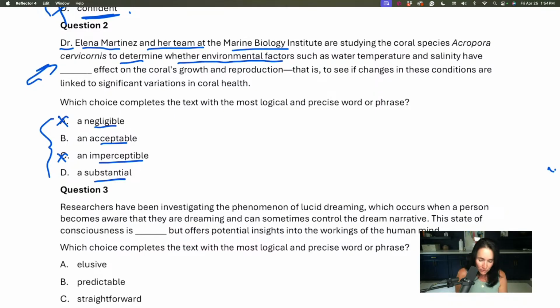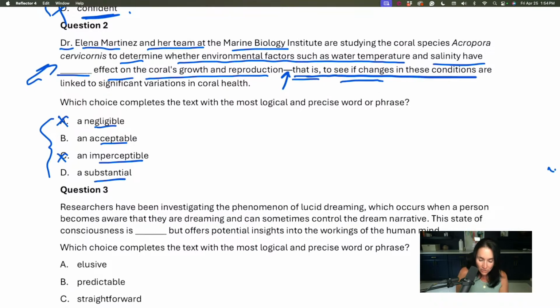Determine whether environmental factors such as water temperatures, salinity have blank effects on the coral's growth and reproduction. That is, this right here is called an em dash. It's also like a colon. It can be used as a colon. You're basically going to do a restatement clue.